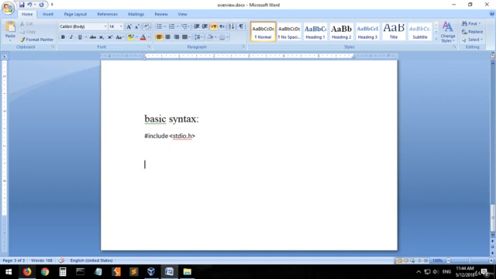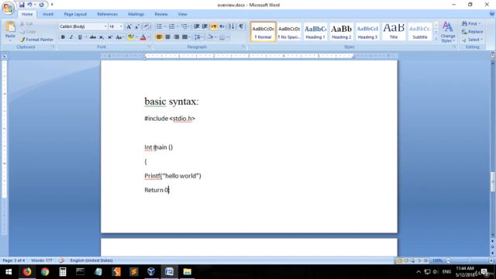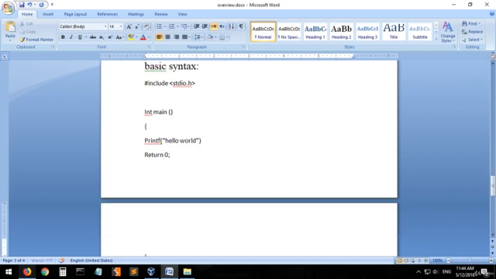Now, int main. This is the main function. We will open braces and we will use printf, the function we use to print hello world to the screen. Now return 0. This will return a 0 from this main function, and stop and close our program.